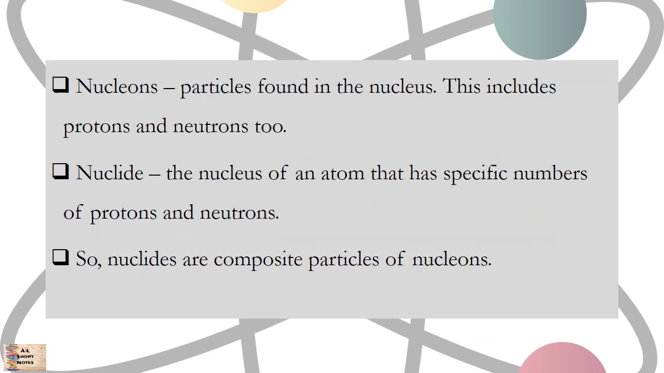Nucleons. These are particles found in the nucleus. This includes protons and neutrons. A nuclide is the nucleus of an atom that has specific numbers of protons and neutrons. So nuclides are composite particles of nucleons.